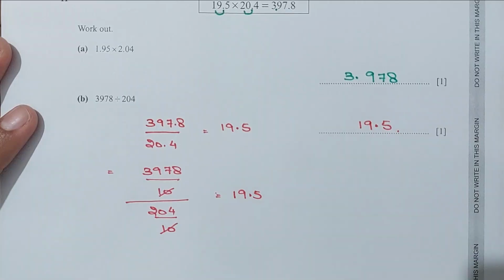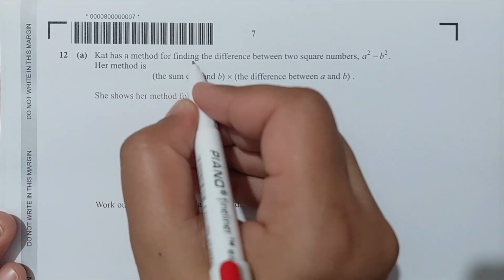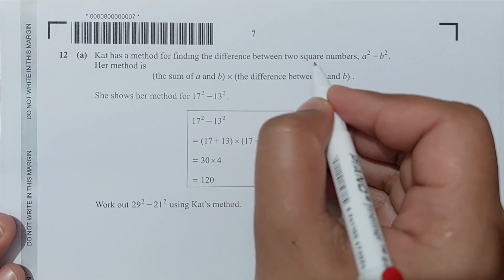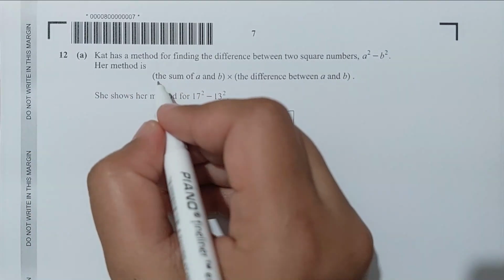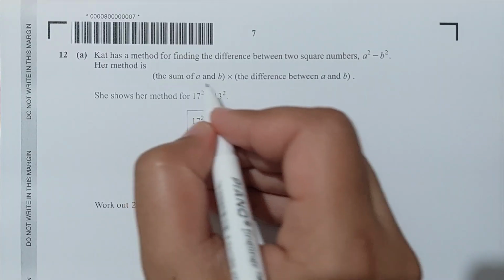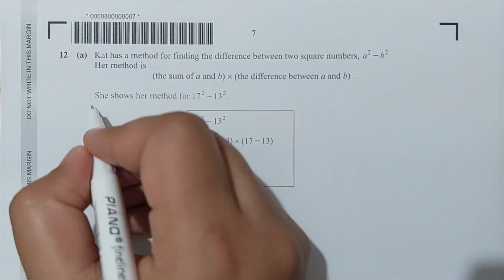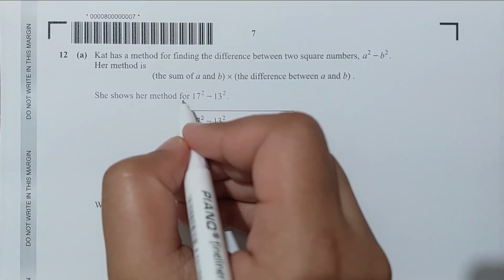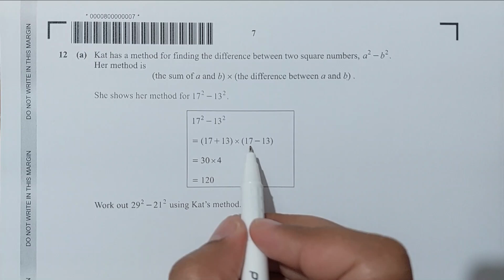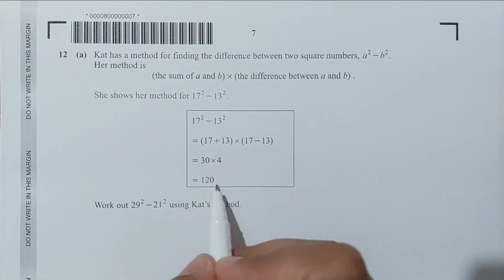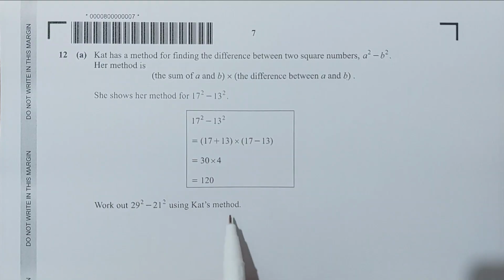19.5 is the answer. Question number 12, part A. Kate has a method for finding the difference between two square numbers, a squared minus b squared. Her method is the sum of a and b, multiplied by the difference between a and b. She shows her method for 17 squared and 13 squared. Add the two numbers, multiply by the subtraction of the two numbers, and then take the product. Okay, work out using Kate's method.